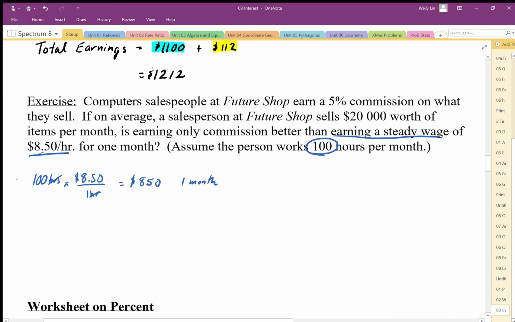We'll call that situation 2. Situation 1 is when they earn just commission, 5% commission, and they're going to earn 5% on the $20,000. So scenario 1 here is our commission. We calculate commission: $20,000, and we use our percentage commission, which is 5%. We use our decimal multiplier here, and that works out to $1,000 for the month.